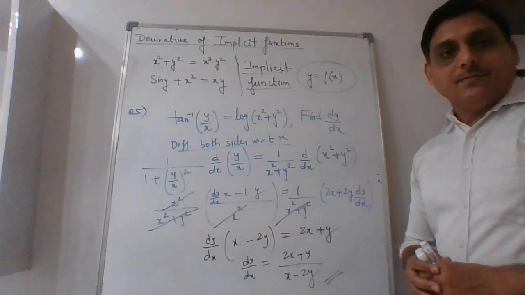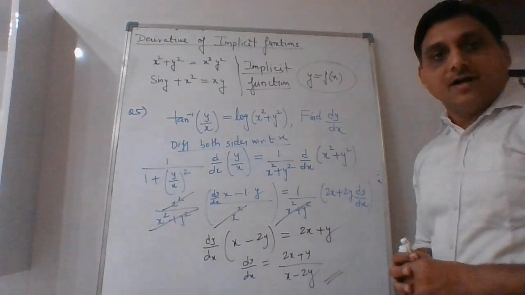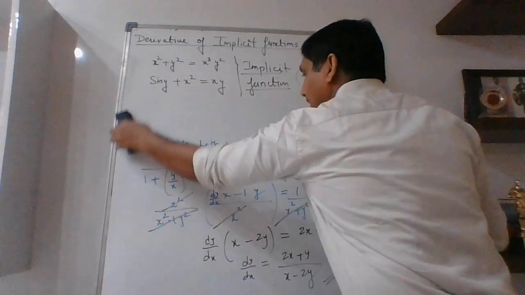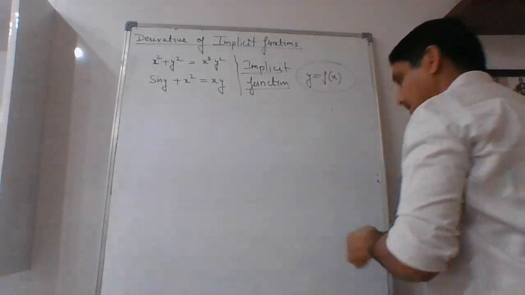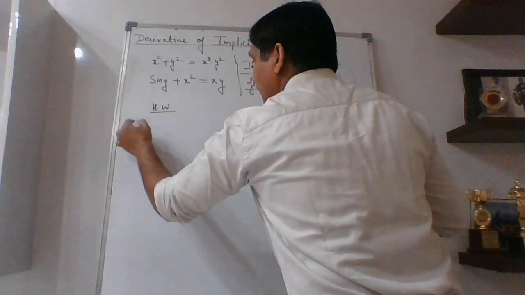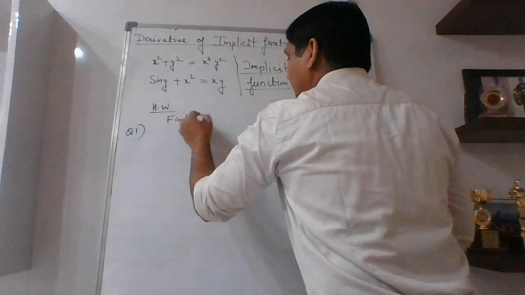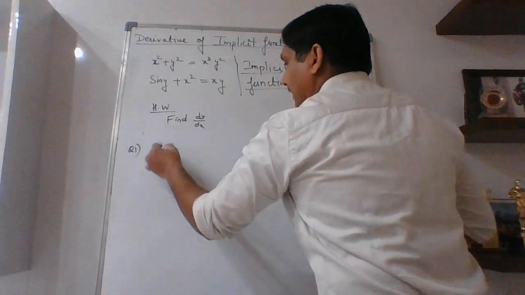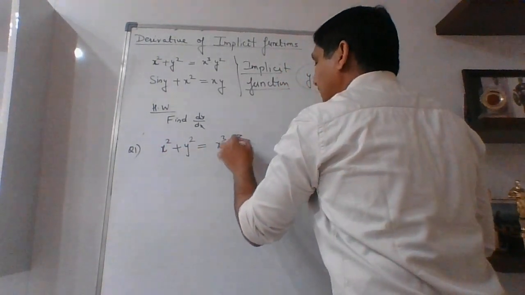Now let me give you some questions based on this derivative of implicit functions, which you can do as homework. So homework for the day, you can write question number 1. We want to find dy upon dx for all. So the first question is x square plus y square is equal to x to the power 3 y to the power 3.